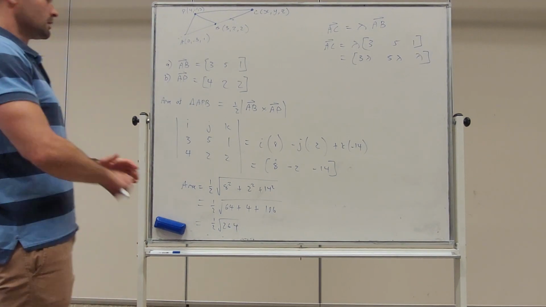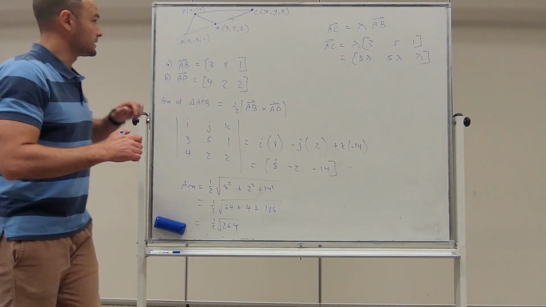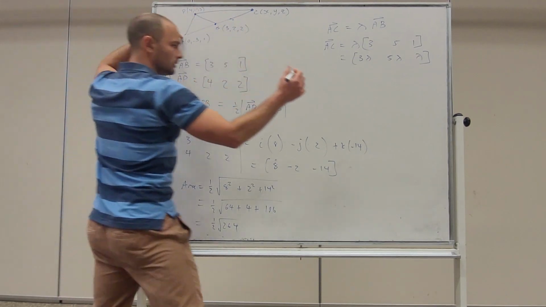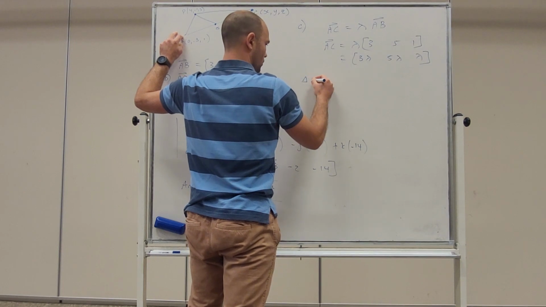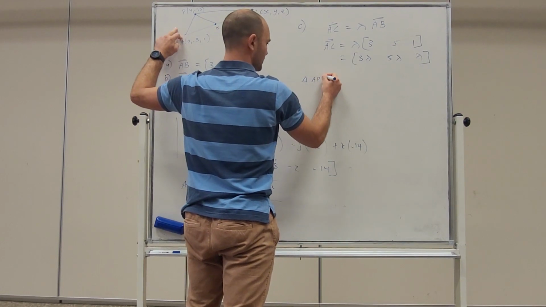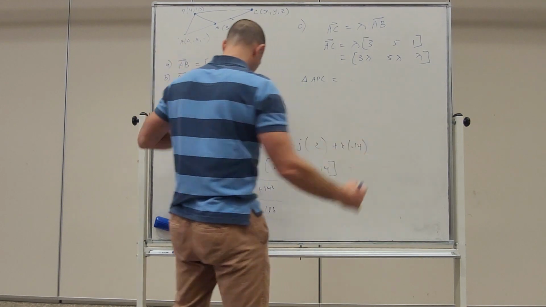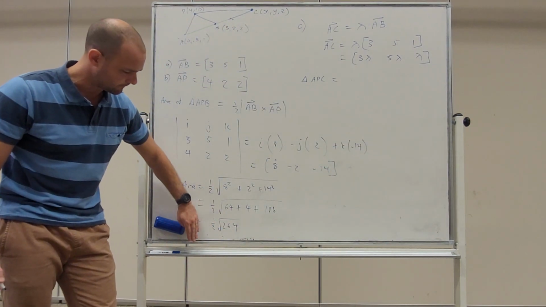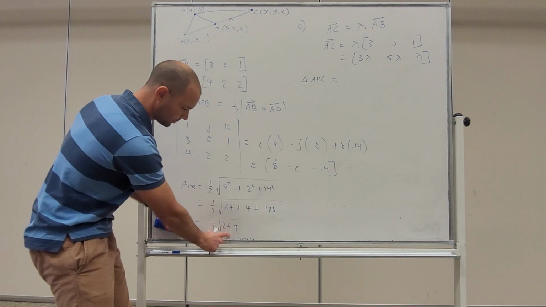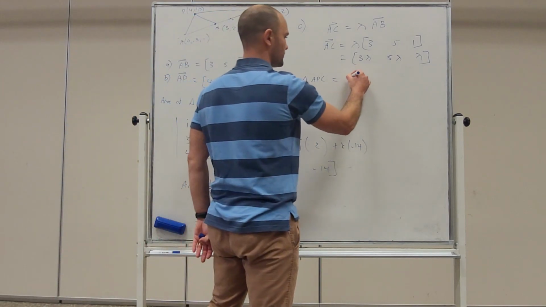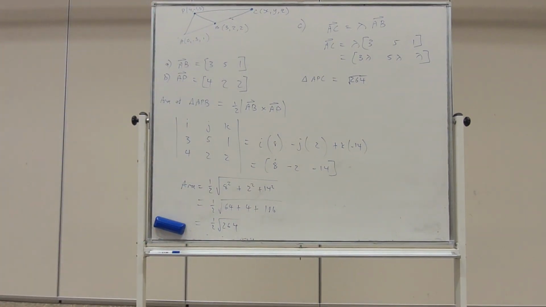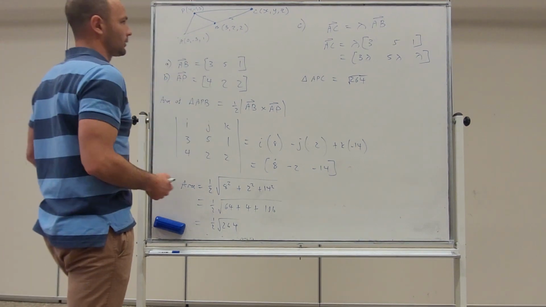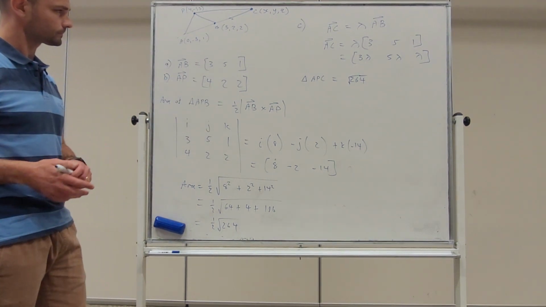Then what we want is the area of the triangle. So this is part C, isn't it? We want the area of triangle APC to equal not half of root 264, but twice the area. So if I multiply this by 2, I just have root 264. So that's the constraint that we have. What we're going to do then is find lambda and work backwards to find the coordinates of C.